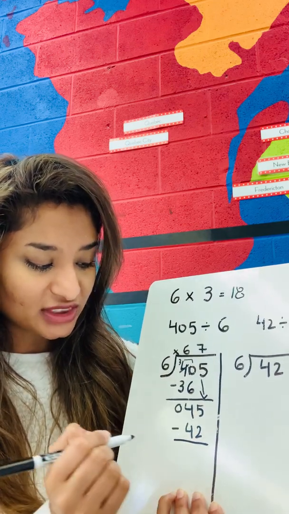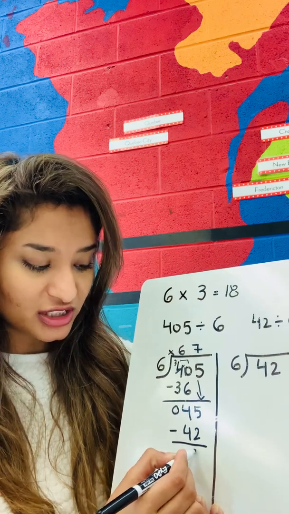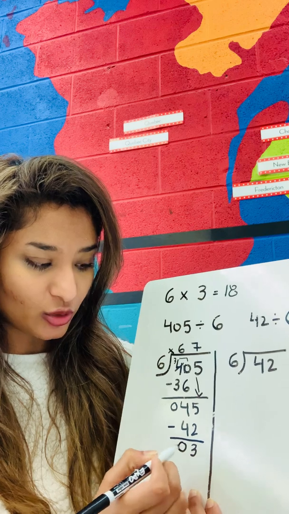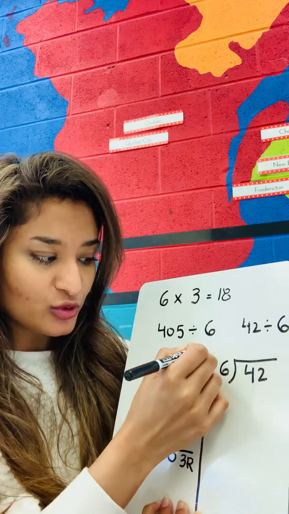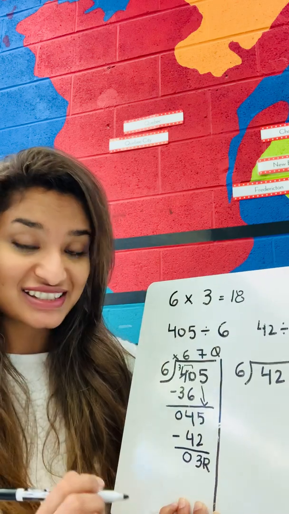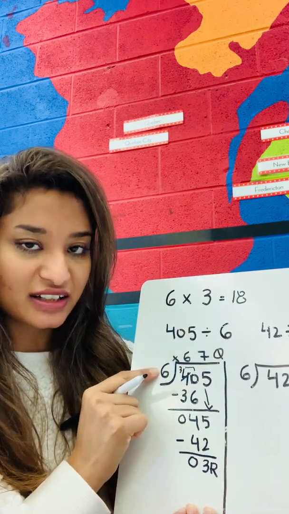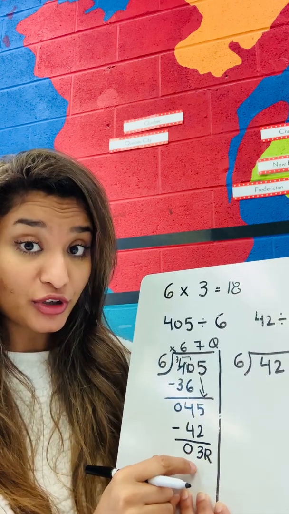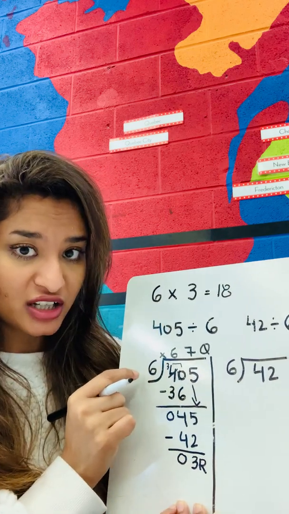So here we go. Then we subtract. 5 take away 2 gives me 3. 4 take away 4 gives me 0. So my remainder is 3 and my quotient is 67. Is this number winning? Yes, it is. That's what we always want. If you have a bigger number here, that means you need to keep breaking it until this number wins.